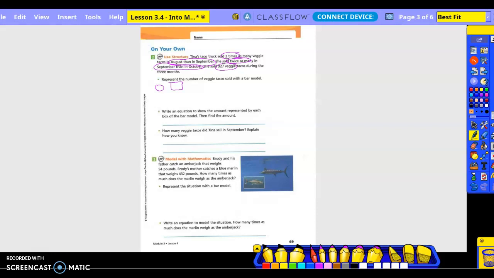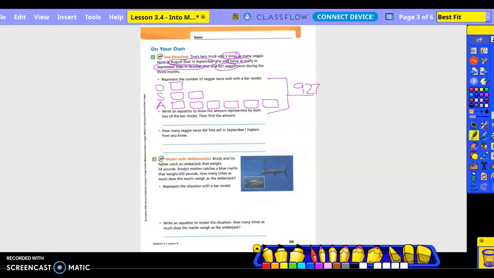Okay, then which is our next box? September with how many? 2. And then August is 3 times as much as September. So 3 times 2 is 6. So there needs to be 6 here. And then we're going to put our bracket to hold everything. And our total is 927.